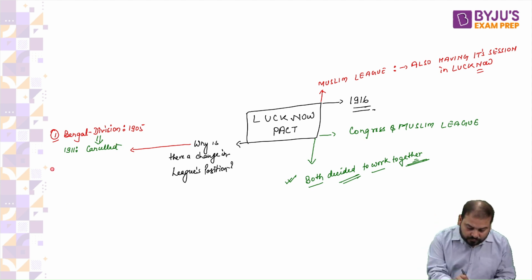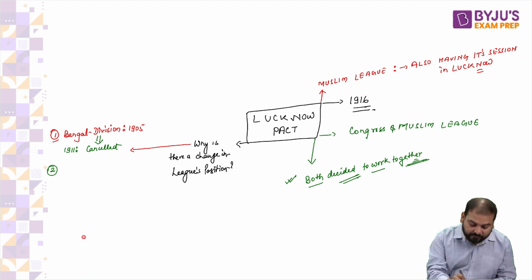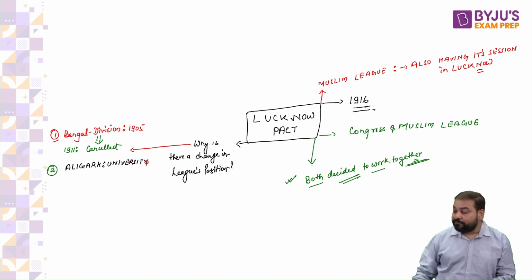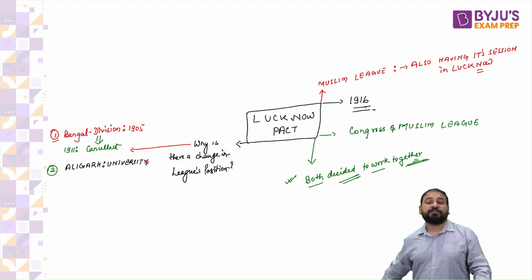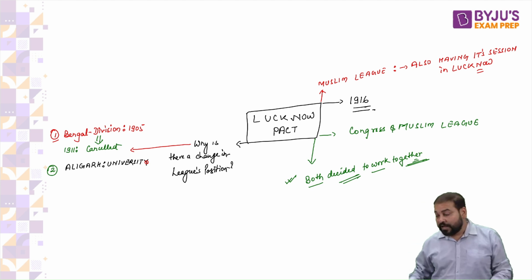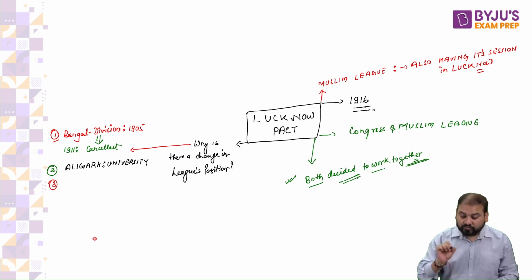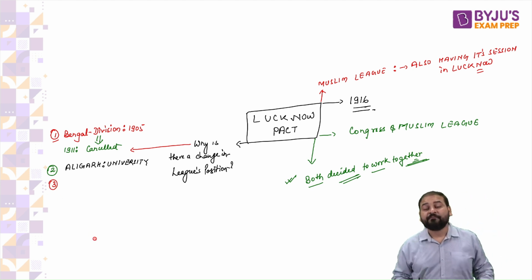Number 2. Guys, Muslims were demanding for a very long period of time that in Aligarh, Britishers should set up a university for them. This was a very, very big demand of Muslims, that Mohammedan Anglo-Oriental College should be made into a university. And the government had not accepted this particular demand. So also the Muslims were angry.